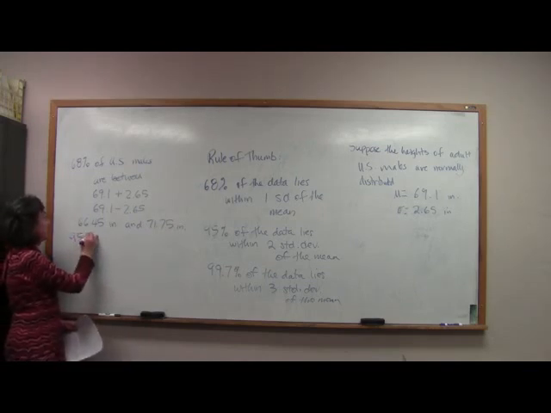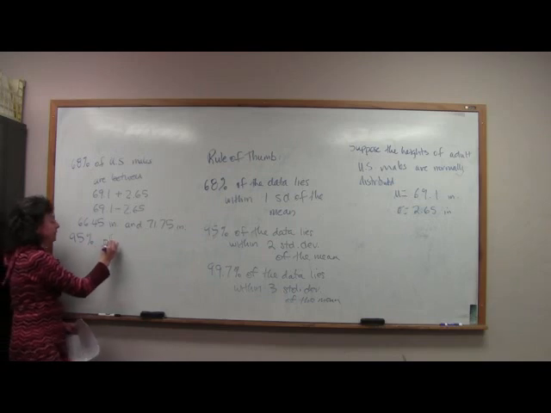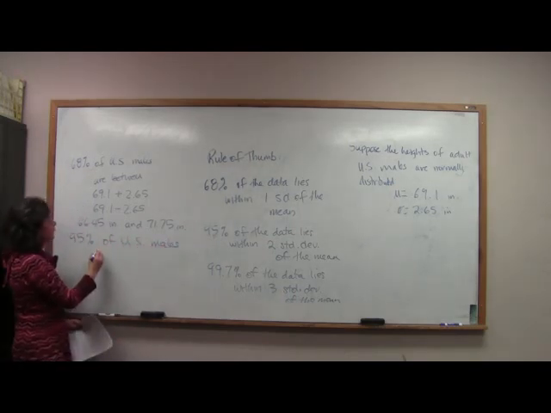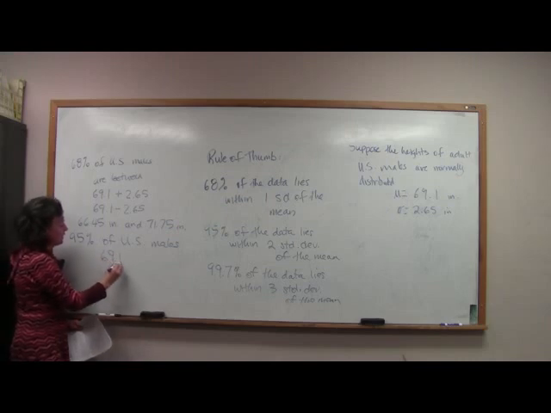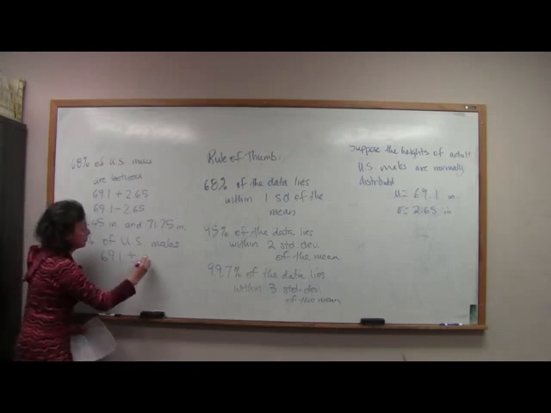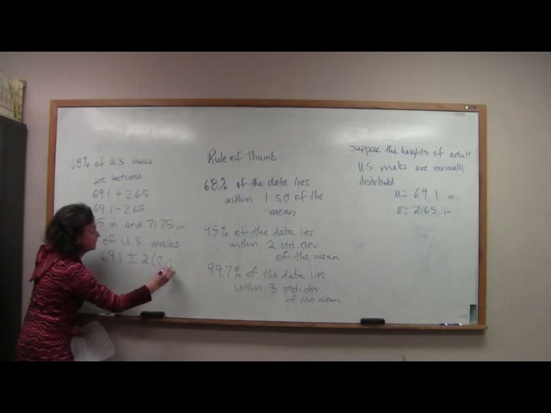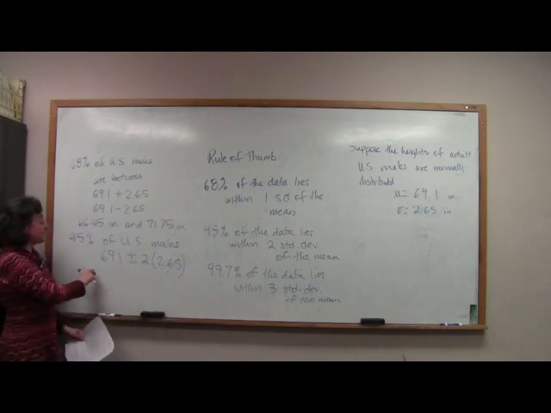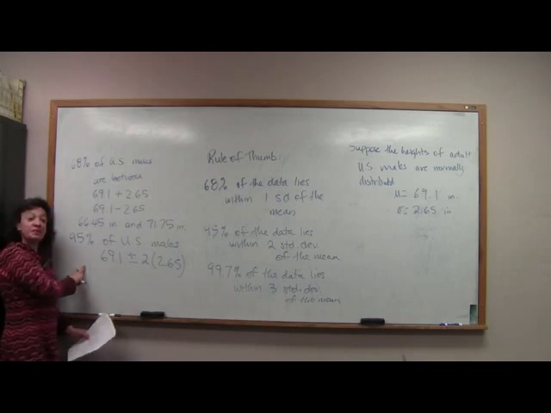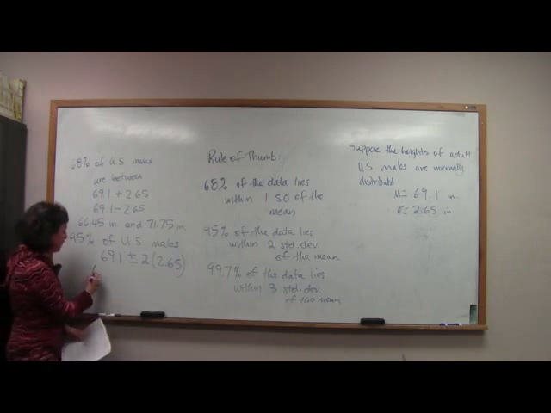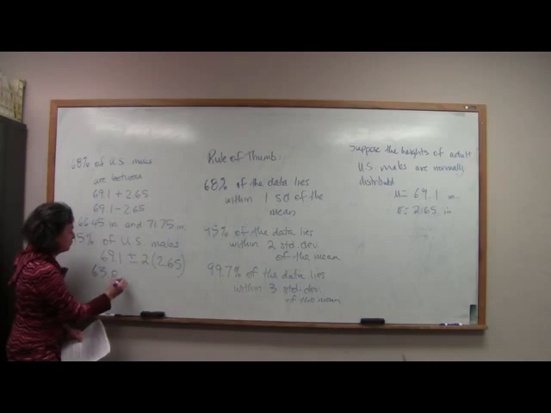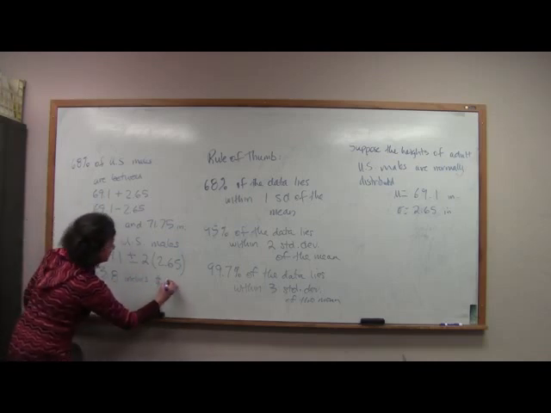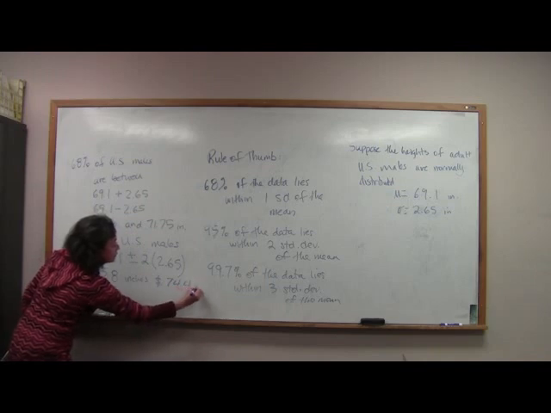Next, we can say that 95% of U.S. males, well, now what we do is we take our mean and add and subtract 2 times our standard deviation. So this tells us that 95% of U.S. males have heights between 63.8 inches and 74.4 inches.